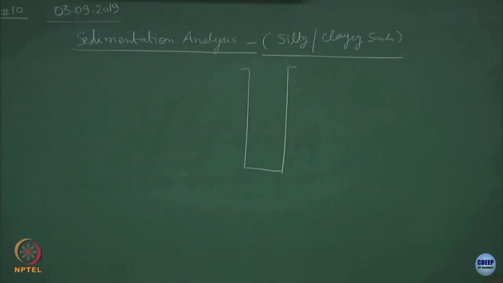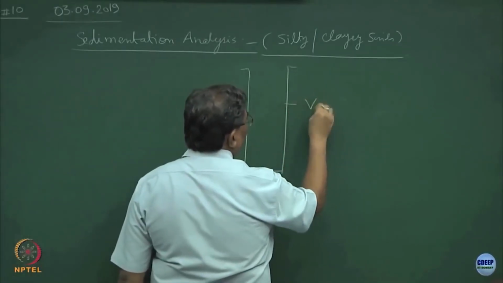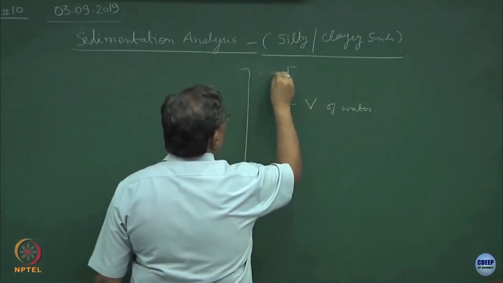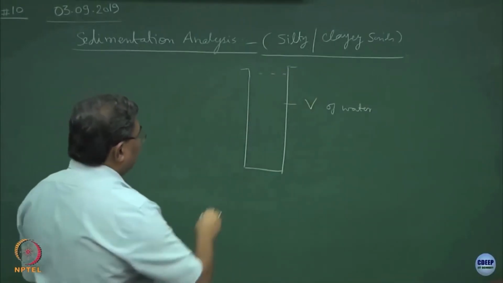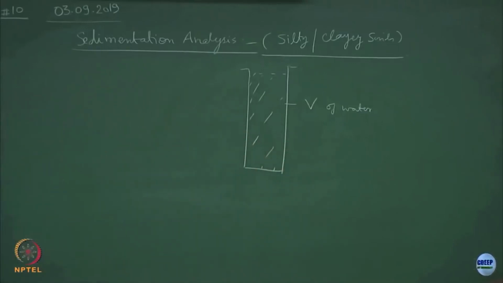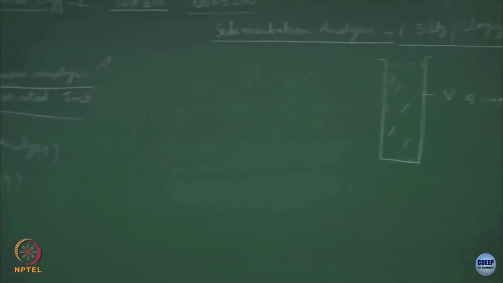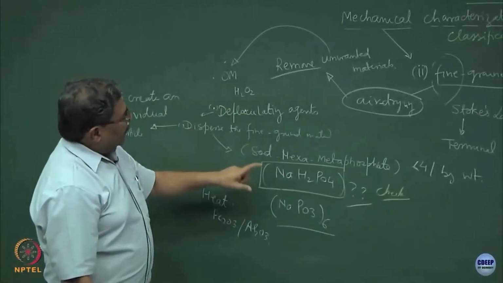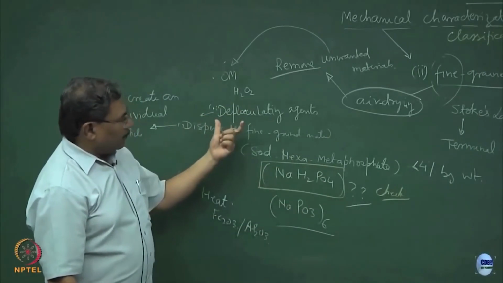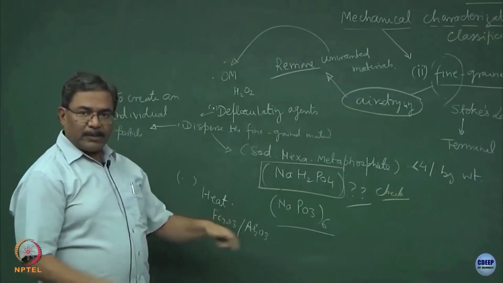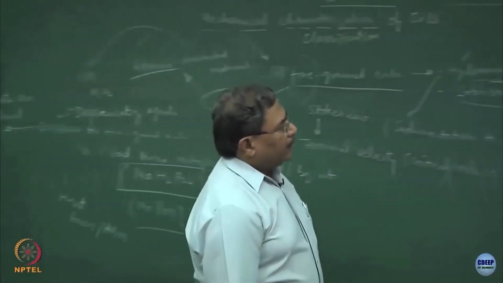Normally we consider a jar or a volume which is quite big. So, this is the volume of water. We fill it up with water. The solution of the soil in which all this has been done, you have treated the soil with H2O2 if organic matter is there, you have added sodium hexametaphosphate to get rid of the flocculation, making it deflocculated, you have heated it with Fe2O3, Al2O3 to get rid of, alright.